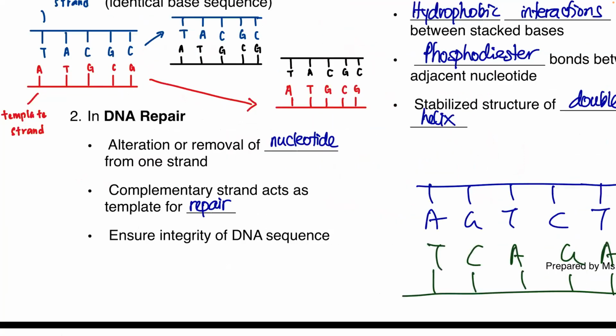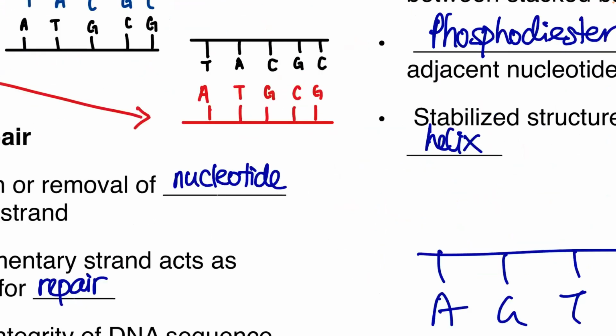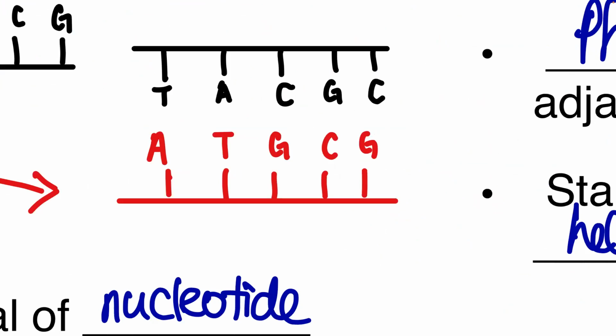Secondly, in DNA repair. Sometimes you may have a missing nucleotide, perhaps because it is broken off here. In that case, you can refer to the other strand. Let's say something happened to your DNA and one of the nucleotides is broken off. You need to repair this DNA. By referring to the other strand, we know, oh, this is a G, so we put a G back in. Without this particular feature, you wouldn't know what nucleotide to incorporate.